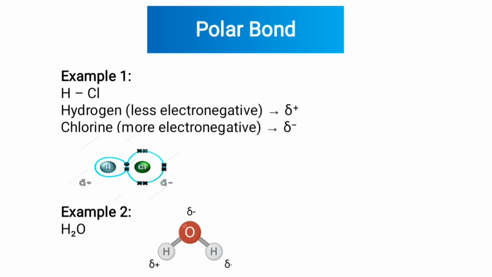Now, examples of polar bonds. First one is HCl. Hydrogen, less electronegative, has a partial positive charge, while chlorine, more electronegative, has a partial negative charge. And the second example is H2O. In H2O, oxygen is more electronegative and has a partial negative charge, while hydrogen is less electronegative and has a partial positive charge.